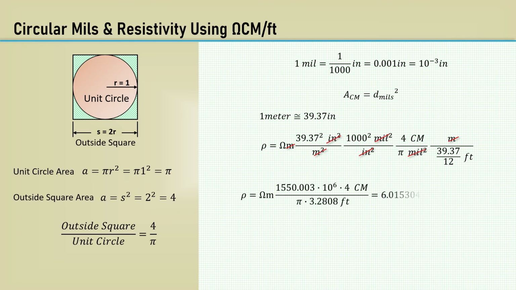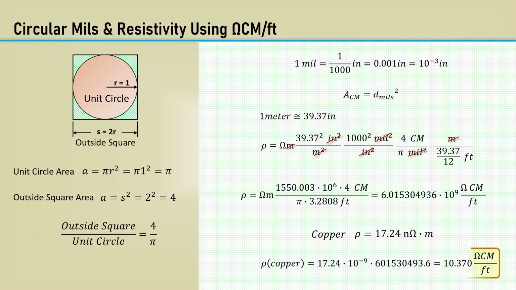Going through the math, 1 ohm meter is equal to 6.015 e to the 9th ohm circular mil per foot resistivity. If you try this on your calculator, you won't get this number exactly. This big number was calculated with the full precision of inches per meter and pi. The resistivity for copper we cited earlier was 17.24 nano-ohm meters. Scaling that equals 10.37 ohm circular mil per foot.